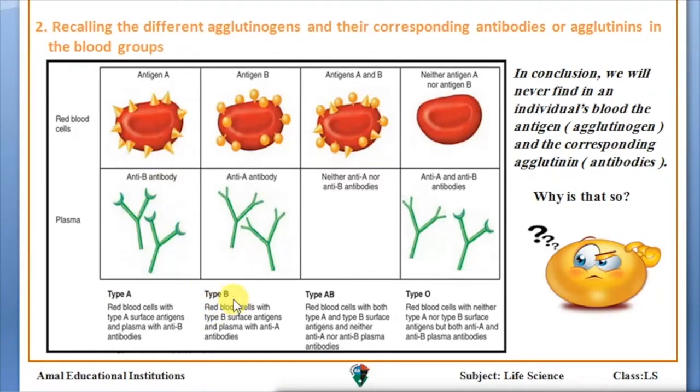In type B, or Group B, the red blood cells are going to show a different agglutinogen, a different marker, which is the antigen B. Note the shape of the antigen here is different from that found in Group A. In the plasma of type B, we are going to find the anti-A antibody.